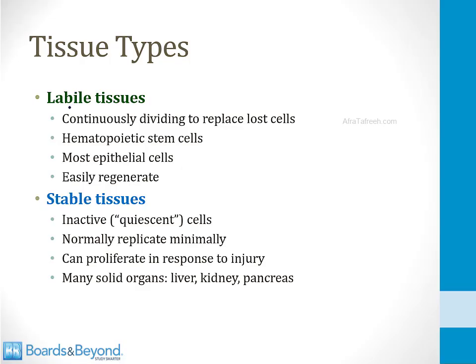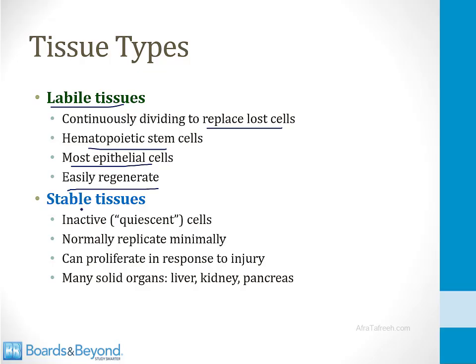Tissues that are called labile are continuously dividing even under normal conditions to replace lost cells. So for example, your hematopoietic stem cells are always dividing to generate new red cells and white cells even under normal conditions. The same is true for most tissues that contain epithelial cells like your skin or the lining of your GI tract. These tissue beds are always losing cells and regenerating new cells. What this means is when it comes to wound healing, these tissues easily regenerate unless the wound is so severe that it's damaged the regenerative capacity.